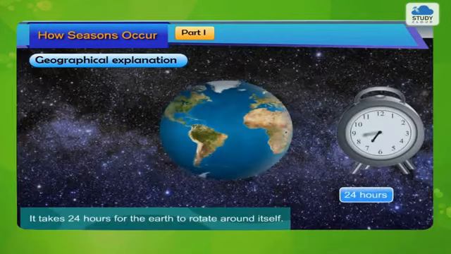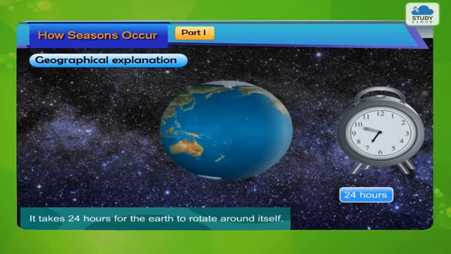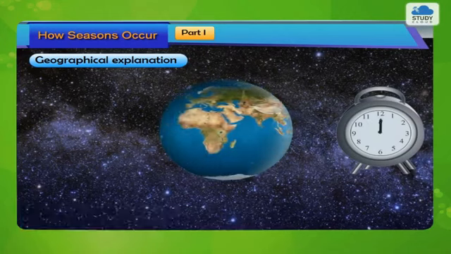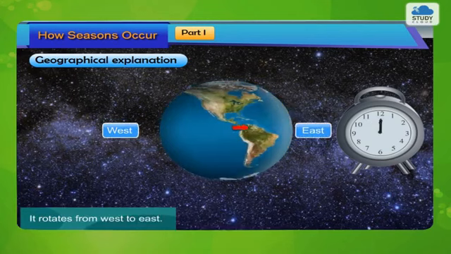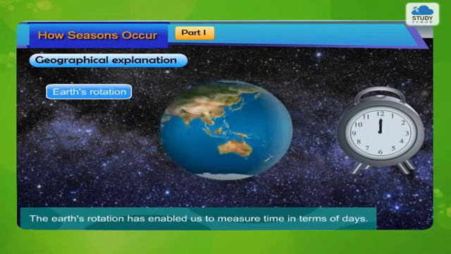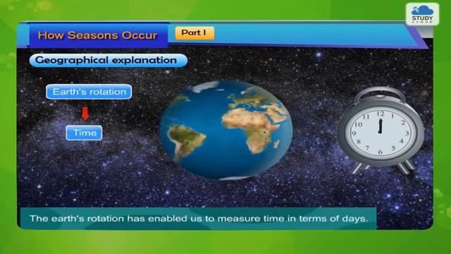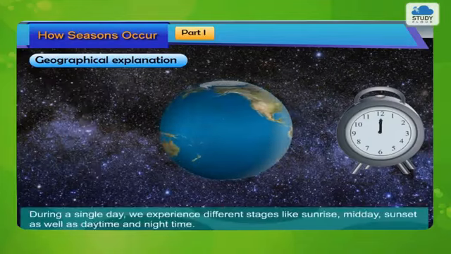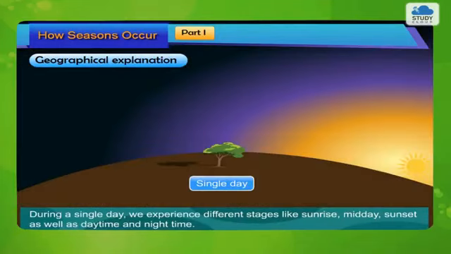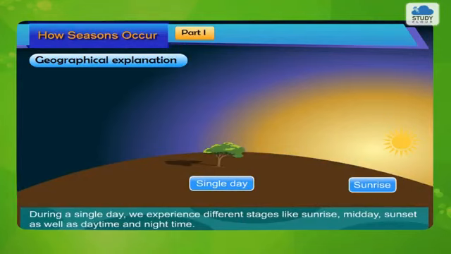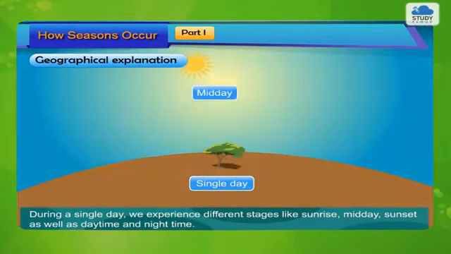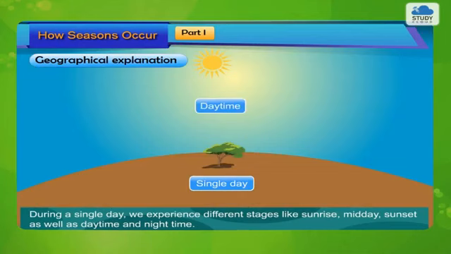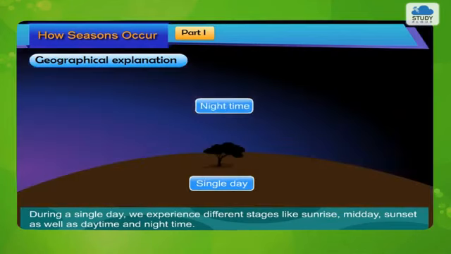Geographical explanation. It takes 24 hours for the Earth to rotate around itself. It rotates from west to east. The Earth's rotation has enabled us to measure time in terms of days. During a single day, we experience different stages like sunrise, midday, sunset, as well as daytime and nighttime.